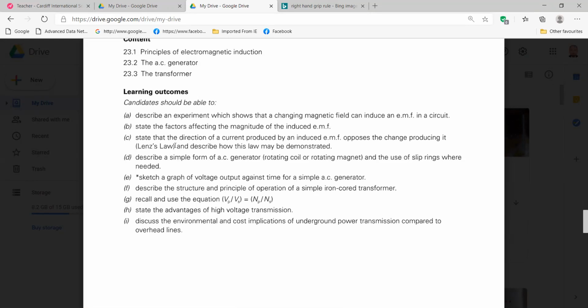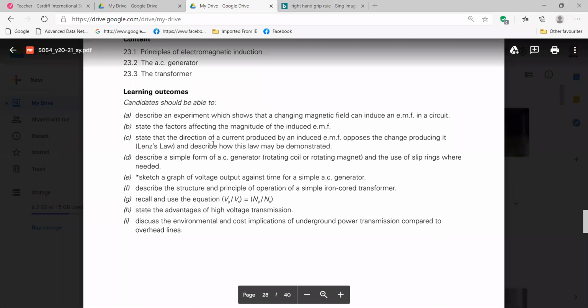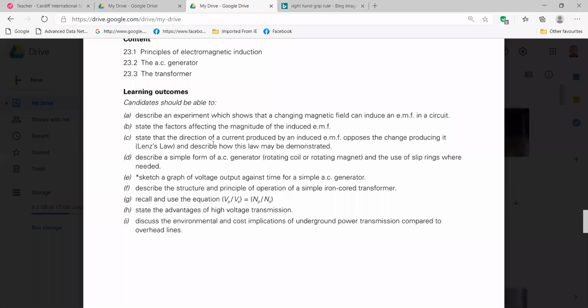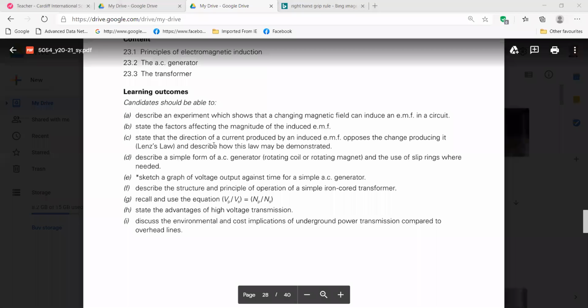Till the Lenz's law. Are you writing? Yes, sir. Please write it. From here I am showing you, from here, the direction to here. You write the heading Lenz's law, then you write the statement from here to here.